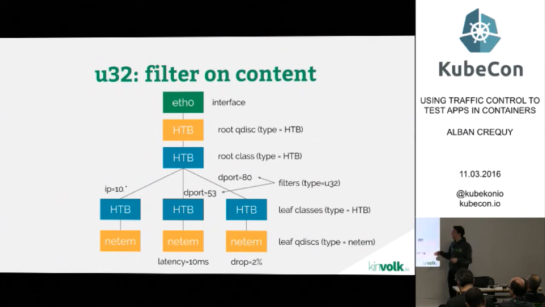What it means is we can classify the packets into different classes. You can apply some filters to say, okay, this filter with destination port 80 goes to this class, and then with this queuing discipline with these properties. But some other packets with a different destination port will go to another class. And I can put a different queuing discipline with a different latency.